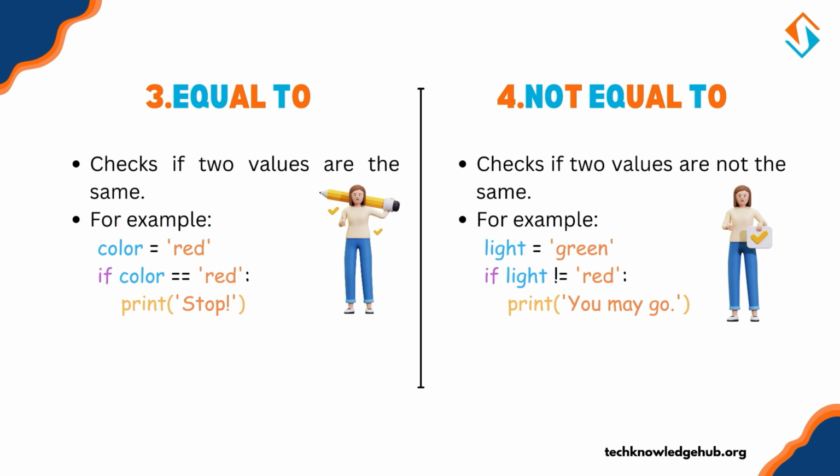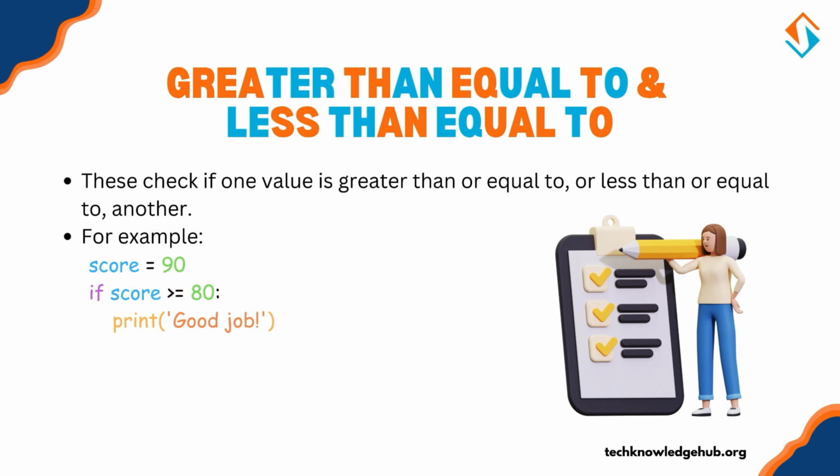Fifth is greater than or equal to, and less than or equal to. These check if one value is greater than or equal to, or less than or equal to, another. Score = 90. If score >= 80, then print "Good job". Using these operators, we can create sophisticated conditional statements based on the relationships between values.